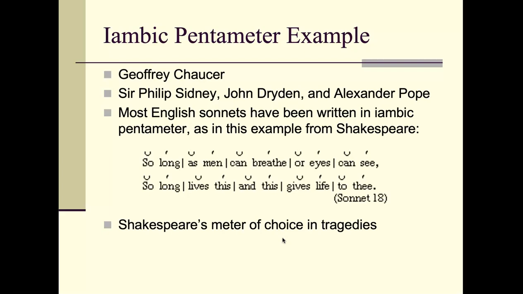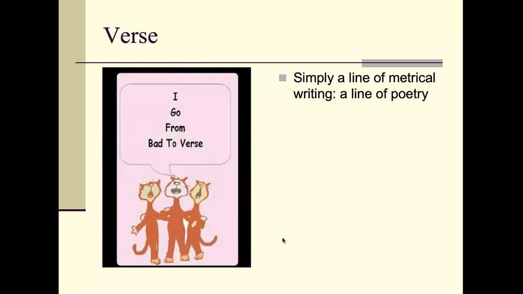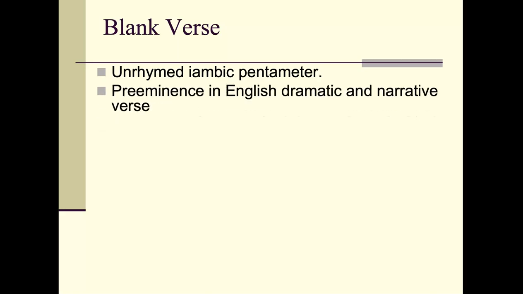This is particularly true. The use of iambic pentameter is really highlighted in Shakespeare's tragedies. And he also uses blank verse there as well. So let's talk a little bit more about verse. It's simply a line of metrical writing, a line of poetry. And blank verse then is often unrhymed iambic pentameter, and it's the preeminent dramatic and narrative verse form in English writing.